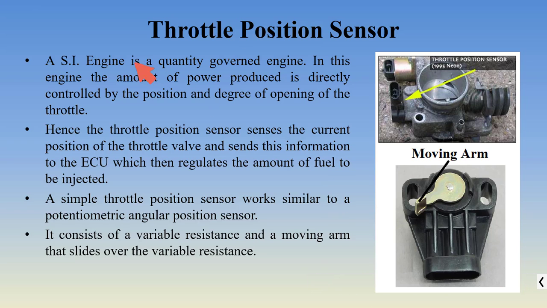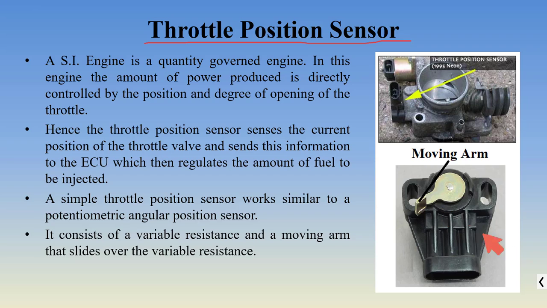Throttle position sensor is used to check how much the accelerator pedal is pushed downwards. And based on how much the accelerator pedal is pushed downwards, many things can be controlled. One of these things is the amount of fuel, but many other things can also be controlled, right? So throttle position sensor is used to measure the current position of the throttle.